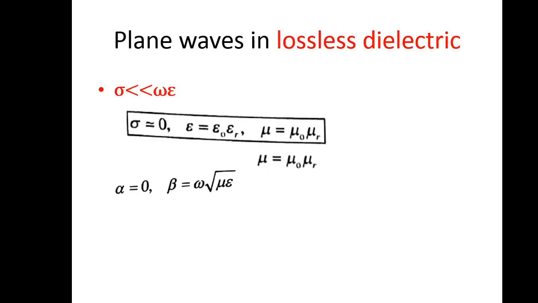Now we will move on to the different cases. So the first case is lossless dielectric. So we know that lossless dielectric means the ideal case, there won't be any conductivity for that dielectric.